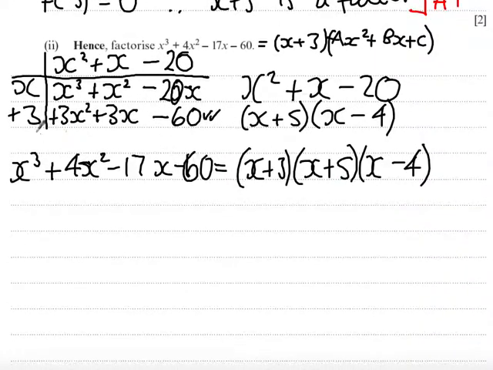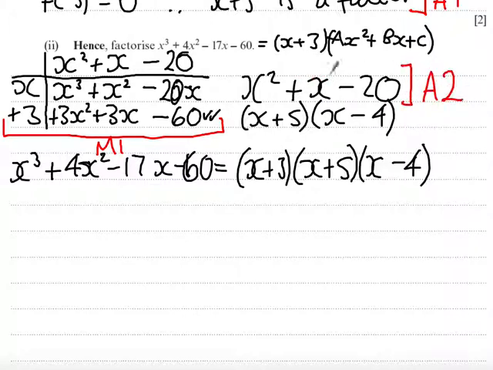Finally, the last part, you get a method mark for some sort of correct method, so polynomial division, factorization by inspection, etc., to try and get the quadratic. You get 1 mark if you get either x squared or minus 20. You get the full 2 marks if you factorise to that full quadratic correctly. Finally, your last answer mark is for the fully factorised cubic. Okay, well I hope that all made sense and you were able to follow it.